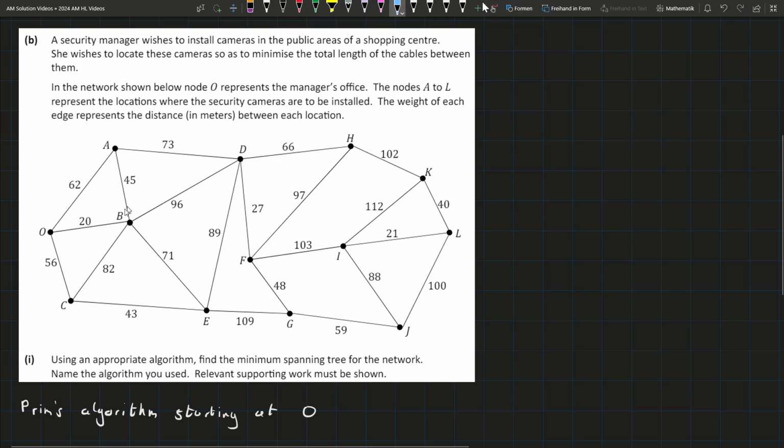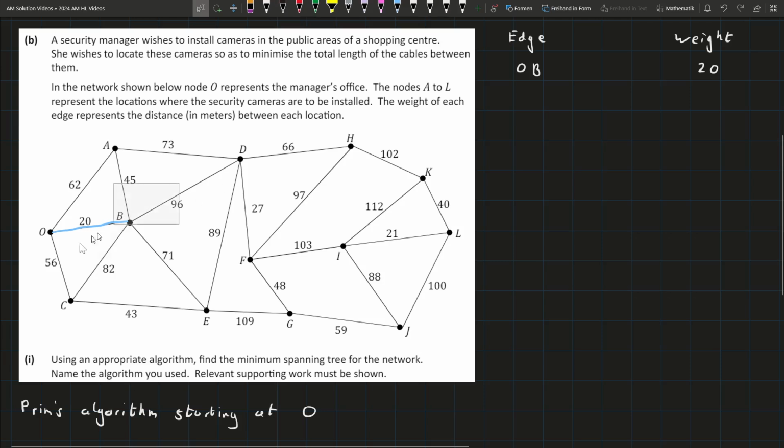So what we'll do is we'll start at O, and then we look for the smallest edge connected to O. So it's this 20 here. We'll add this 20 to the graph. And to fully show your workings, if you have the time, I would suggest that you write out a little table saying here are the edges, and here are the weights. So edge OB, weight 20.